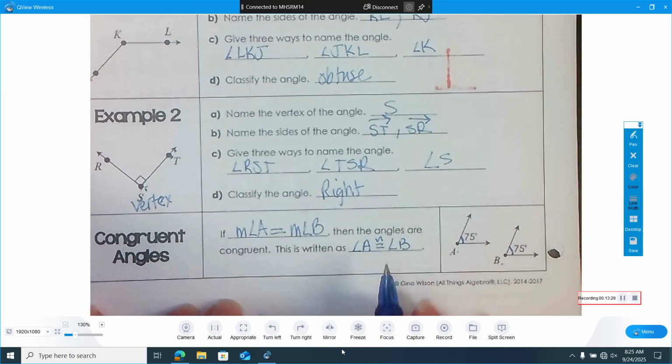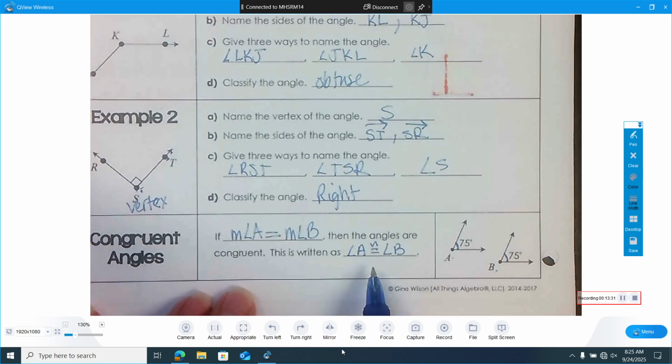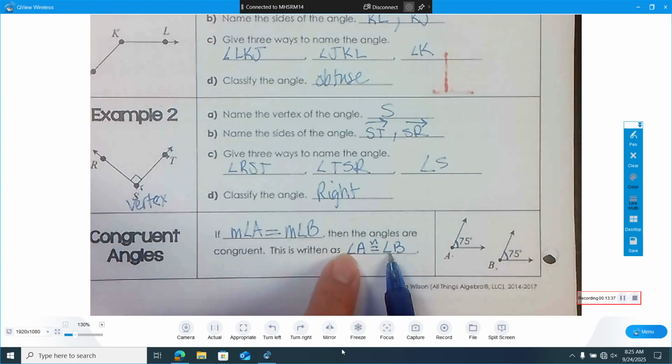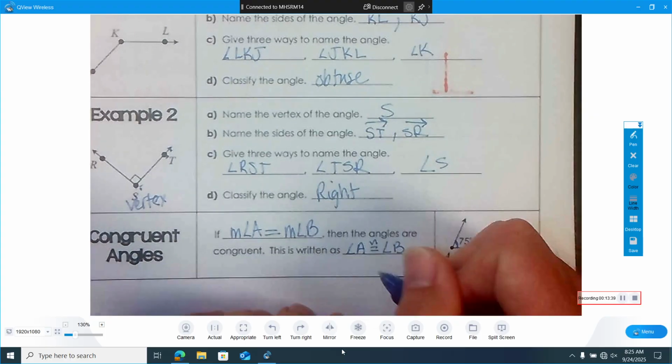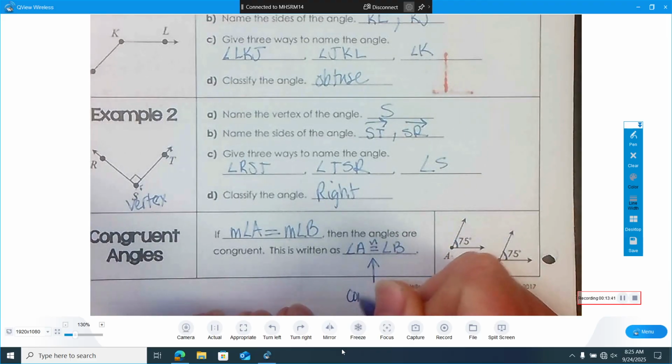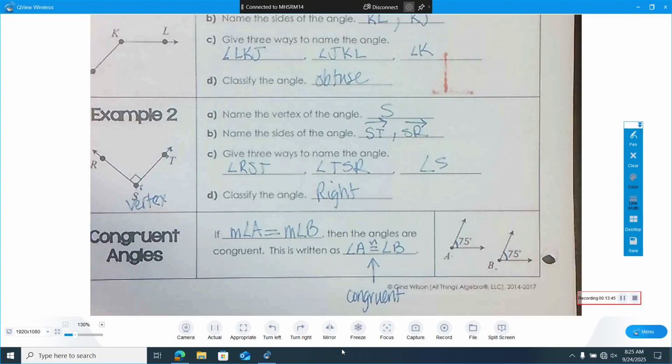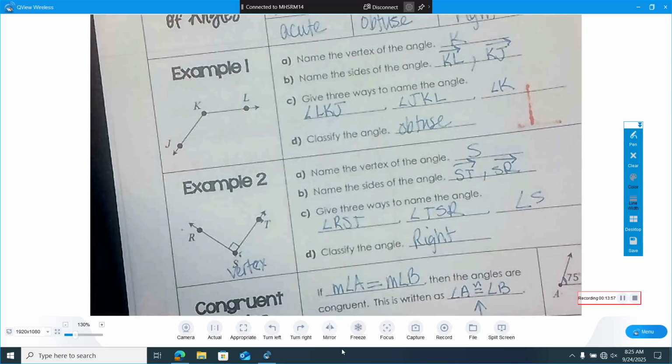It's important, this is called the definition of congruence. If the measures are equal, then the angles can be called congruent, okay? So this little symbol means congruent, and measurements are equal, but the figure itself can be congruent. The shapes can then be congruent, and vice versa. All right, let's turn the page.